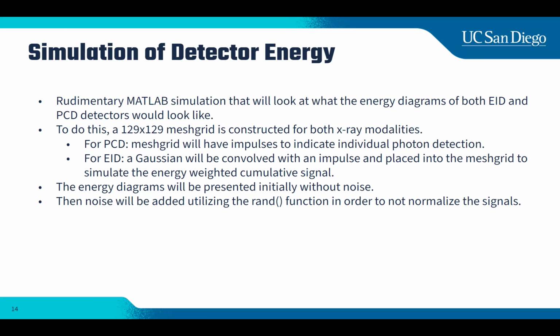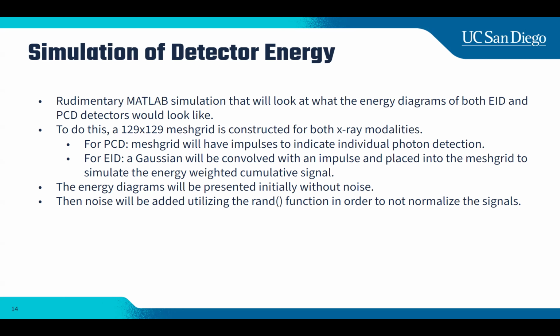And I'm going to simulate both pulses of a PCD as well as the cumulative energy curve of an EID X-ray. So PCD will have those impulses, while for the EID, because the energy integrated curve looks like a Gaussian, I went with a Gaussian curve. So I convolved a Gaussian with an impulse to make a 2D Gaussian function to simulate what that curve looks like, and then took a cross section of the mesh grid.